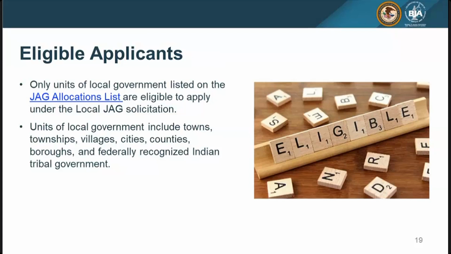For jurisdictions that are interested in funding but are not listed in the allocations list, they may contact their state administering agency to inquire about the availability of funds for them. If you're on this call, please make sure you check the allocations list to make sure you are eligible, as eligibility does change from year to year.